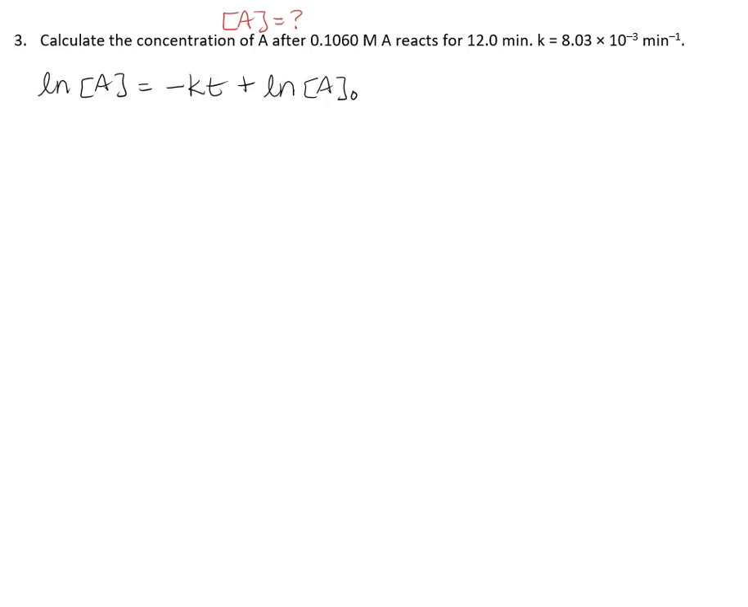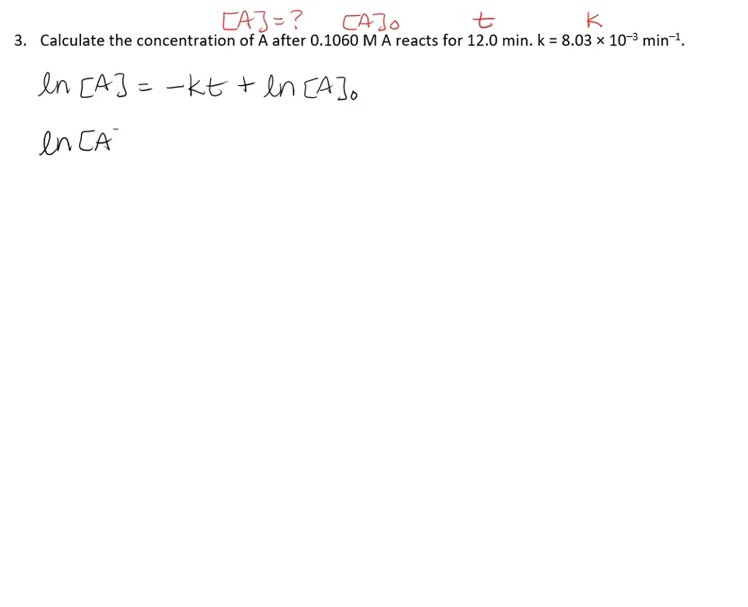After some molarity of A, which is going to be our original molarity, even though it's not defined as A naught, the problem tells us that that's what we're starting with, so we know that's the initial concentration. Reacts for 12 minutes. That's our time, and K is K. We always want to rearrange the equation first to solve for the variable of interest. In this case, the ln A is already isolated. So we'll plug in the values, we'll solve for ln A, and then we'll take the antilog to get A.